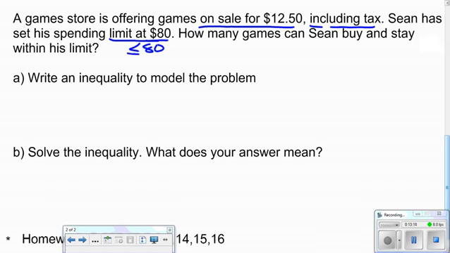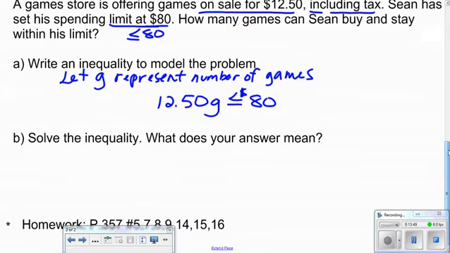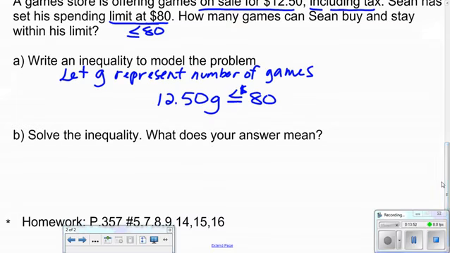So, he's buying many games, so let G represent the number of games. And each game is going to cost $12.50. So $12.50 times the number of games he buys needs to be less than or equal to $80. Okay, that's his spending limit. He can spend $80, but he can't go over it. He can spend anything less than $80. So now we need to solve the inequality.